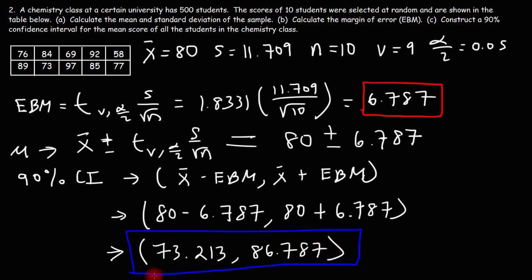So we're 90% confident that the mean score of all the students in the chemistry class is somewhere between 73.213 and 86.787. So that's it for this video.